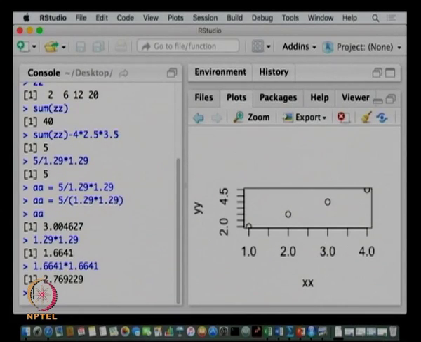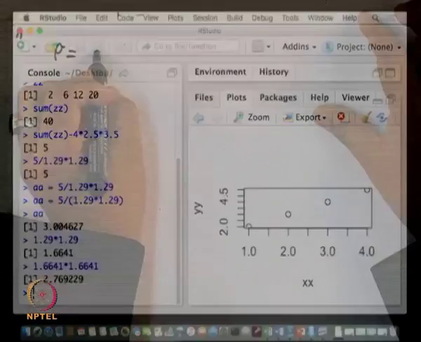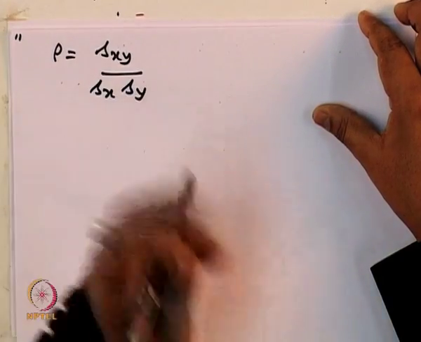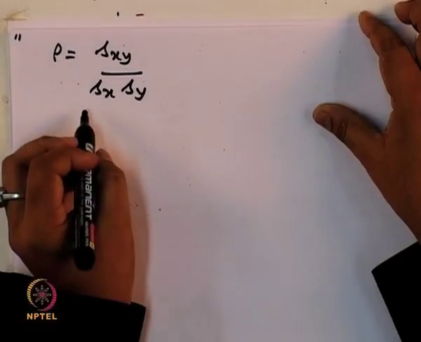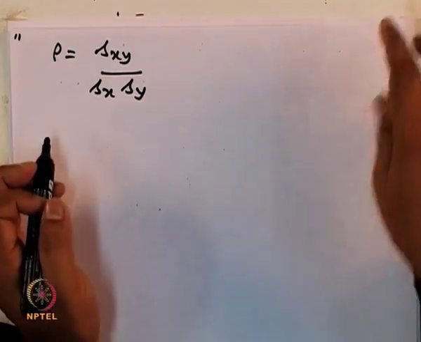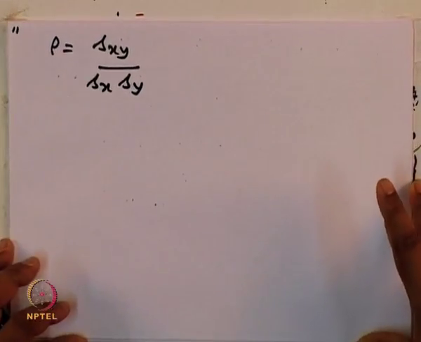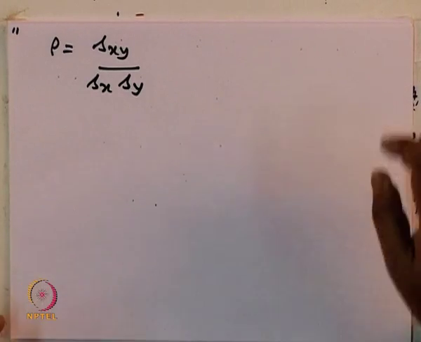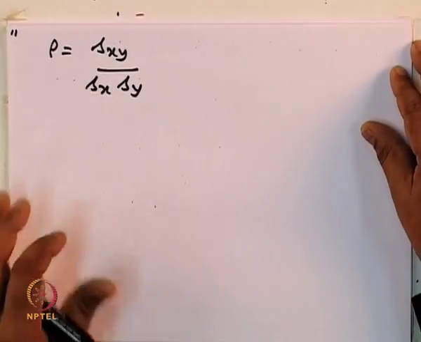Okay. Now, let us say one thing. My correlation coefficient rho is defined by Sxy divided by Sx into Sy. What is the minimum value of rho possible and what is the maximum value of rho possible? We reasoned that this value should be between minus 1 and 1. Okay. So, let us see if that is true.